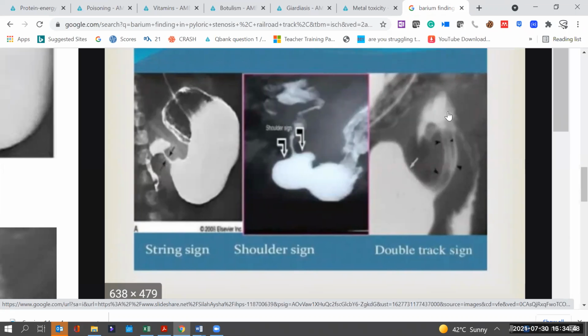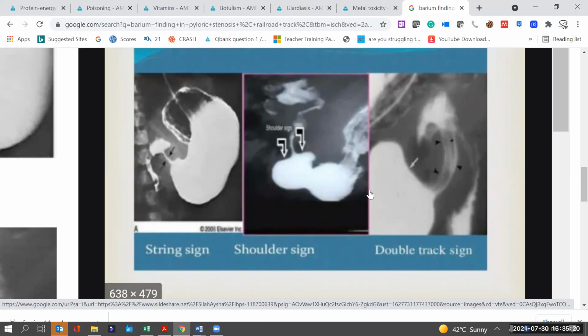Double track, like one track you can find here, one track you can find here, and in between there's a very small string, a very small area showing. That is the pyloric sphincter where there is too much narrowing. It should not be that narrow, right? But think about it like this. This is the area where we can appreciate the barium. This is the area we can appreciate barium. But here there is nothing. So it just gives you the appearance of two tracks. One track is this one, one track is this one, separated with a string. So all of these, of course, are only one sphincter.